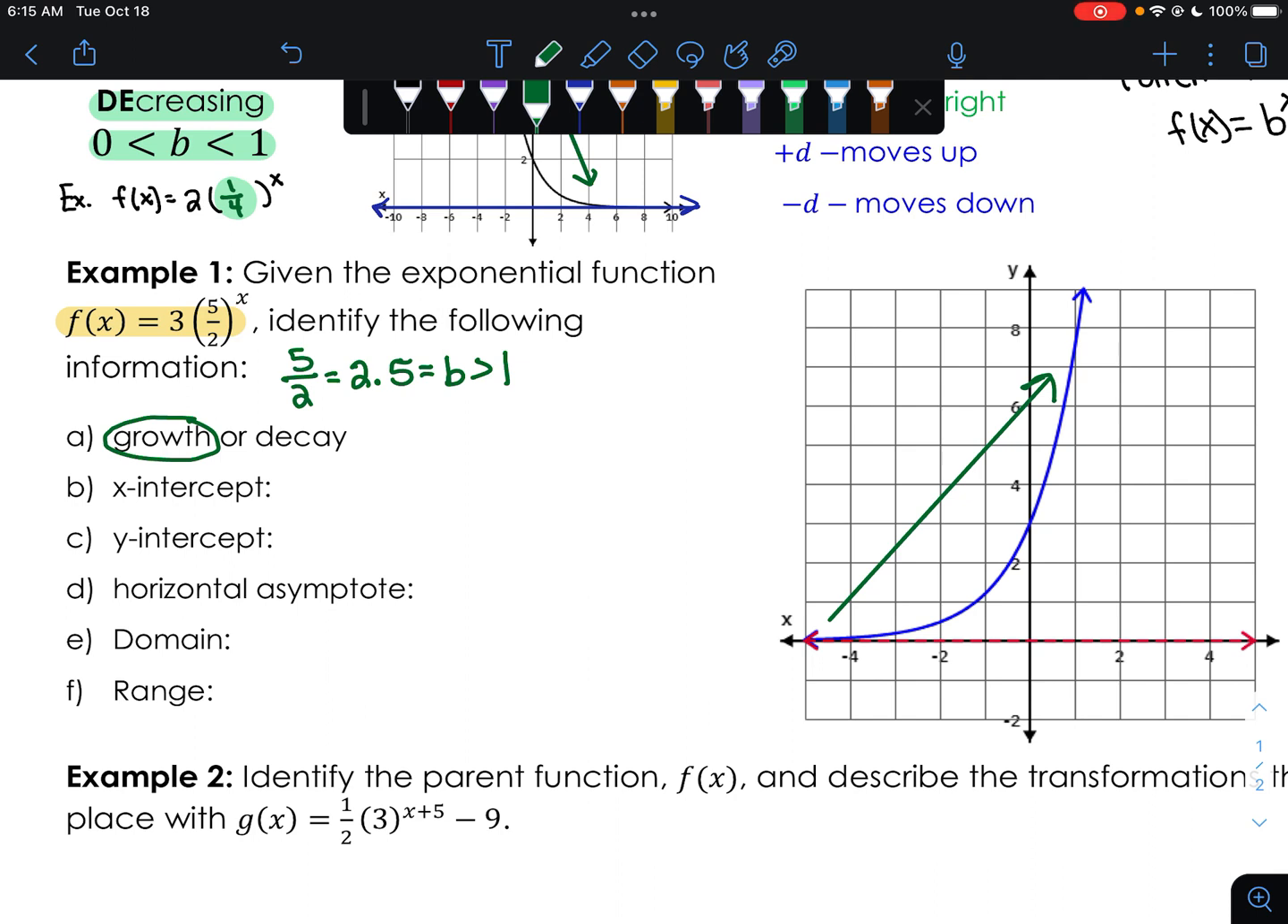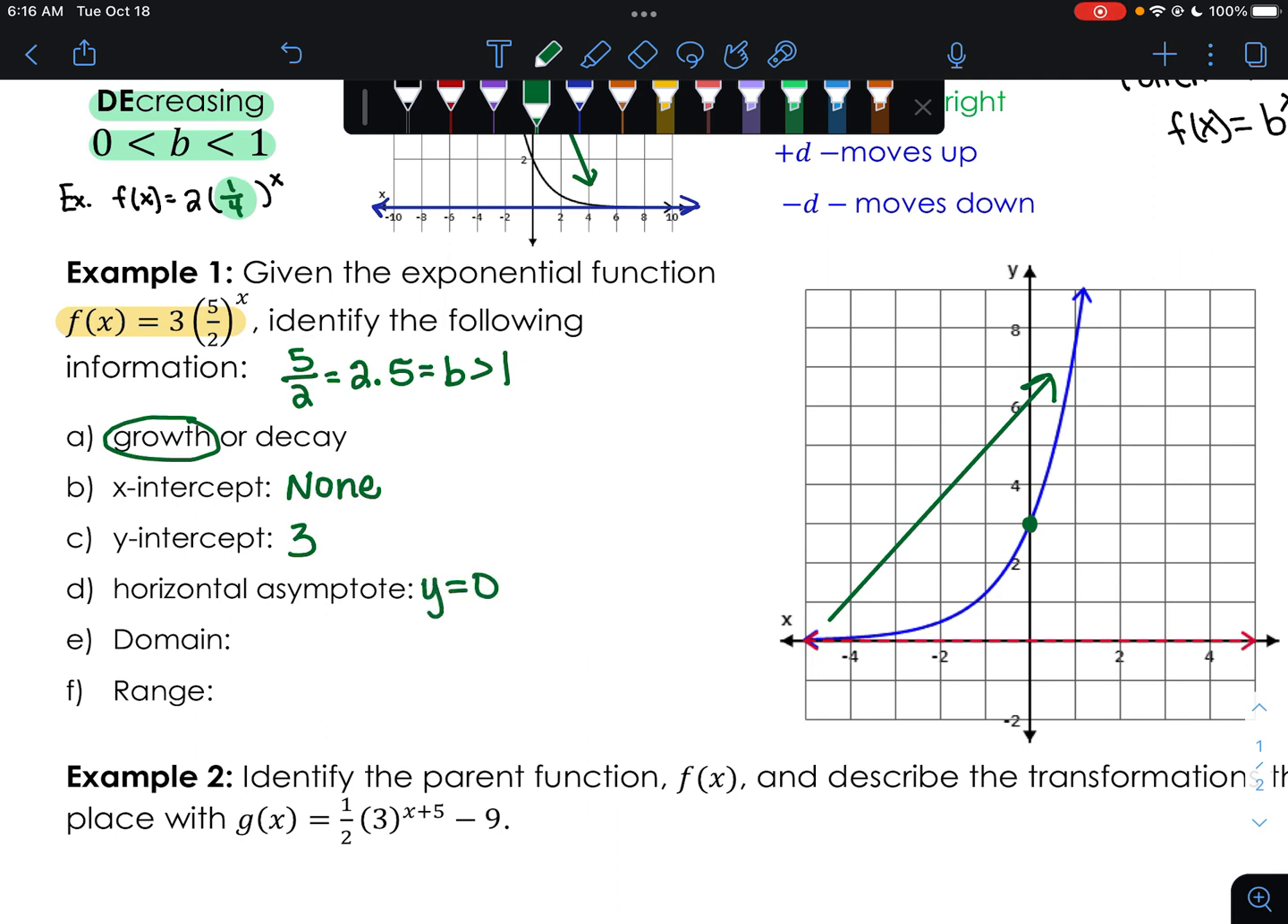The x-intercept, well, we see that it has a horizontal asymptote at y equals 0, which means it's not going to have an x-intercept. There is not one. It will not cross the x-axis. The y-intercept is crossing right here at 3. The horizontal asymptote is that red dotted line. It's kind of hard to see, but it's there. And we said earlier that it was at y equals 0.